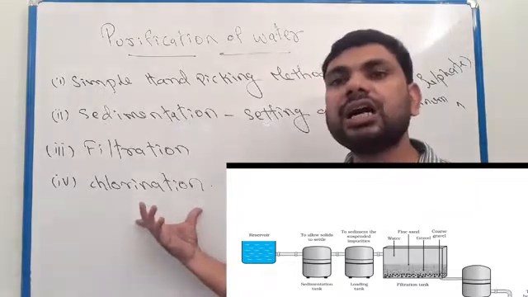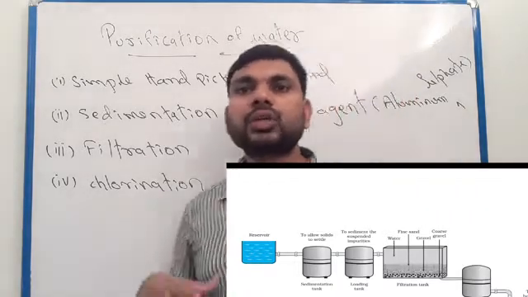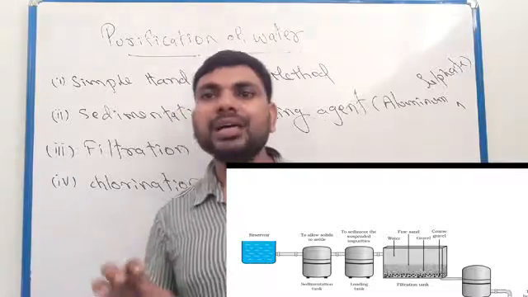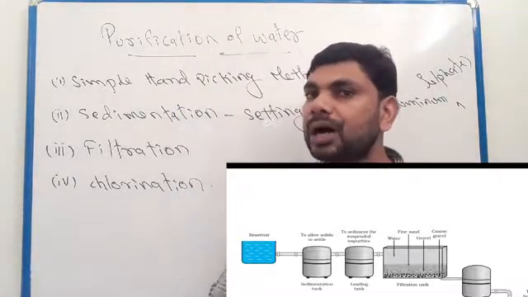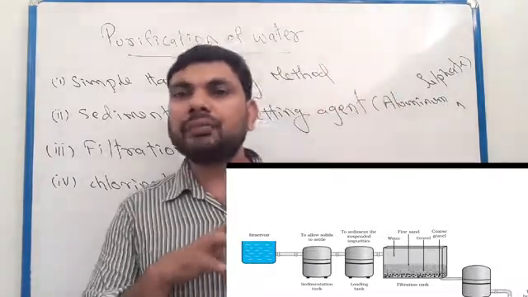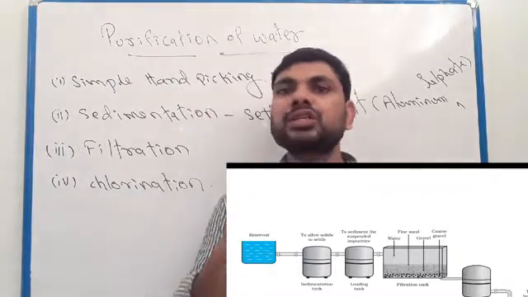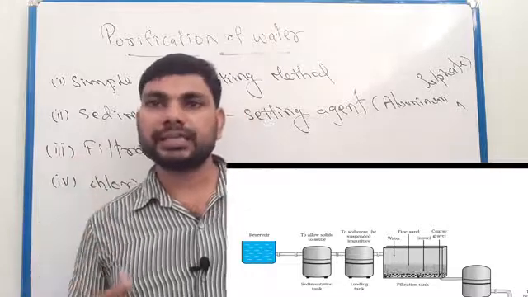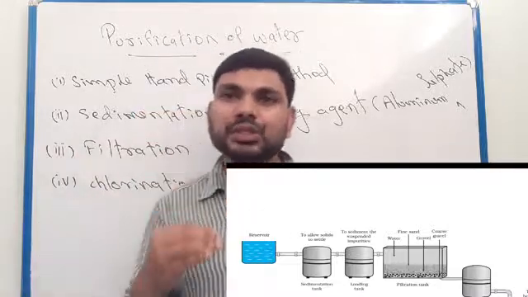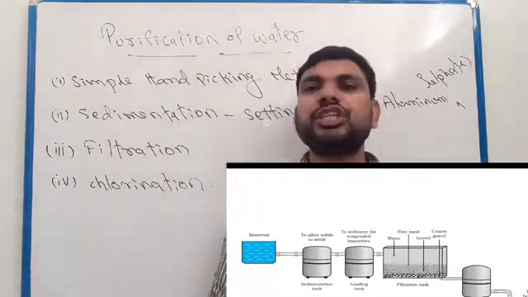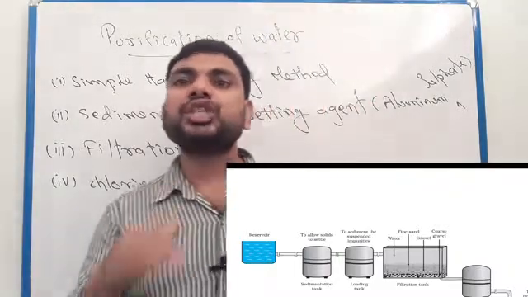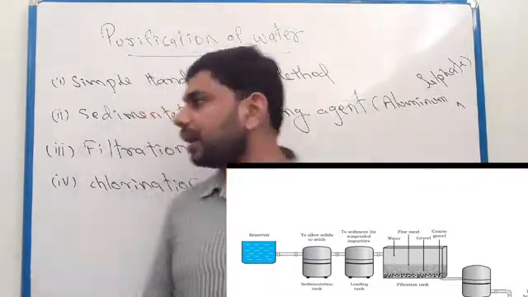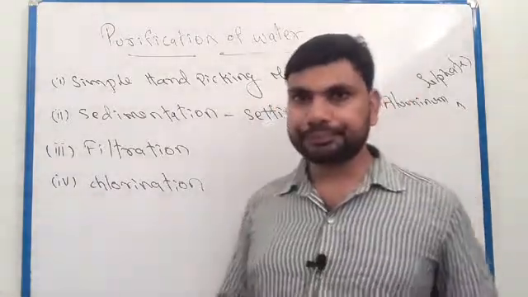After that, the last step to purify water is chlorination. After filtration, we will pass chlorine gas through the filtrate. This chlorine gas helps to kill germs and bacteria. That's why we do chlorination here.